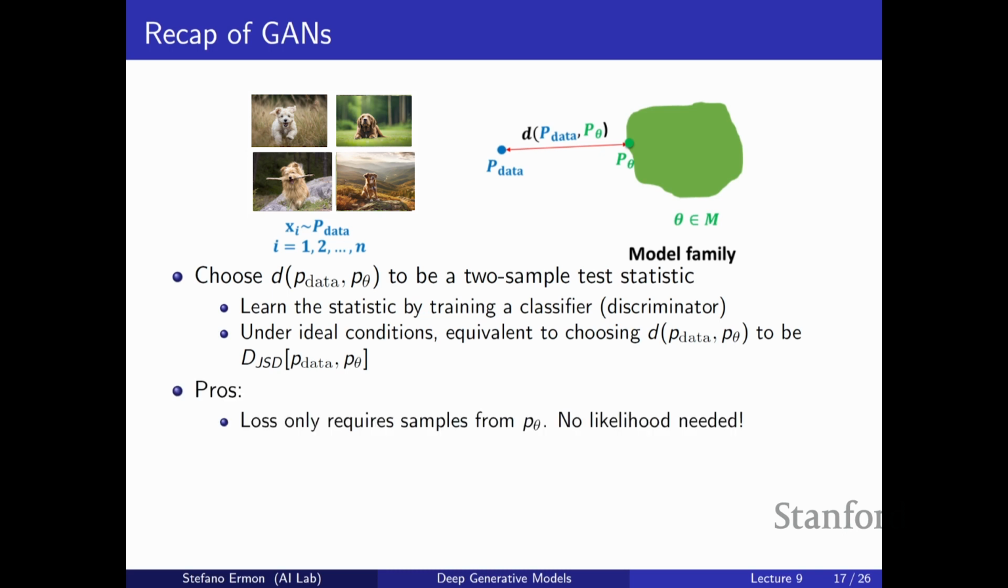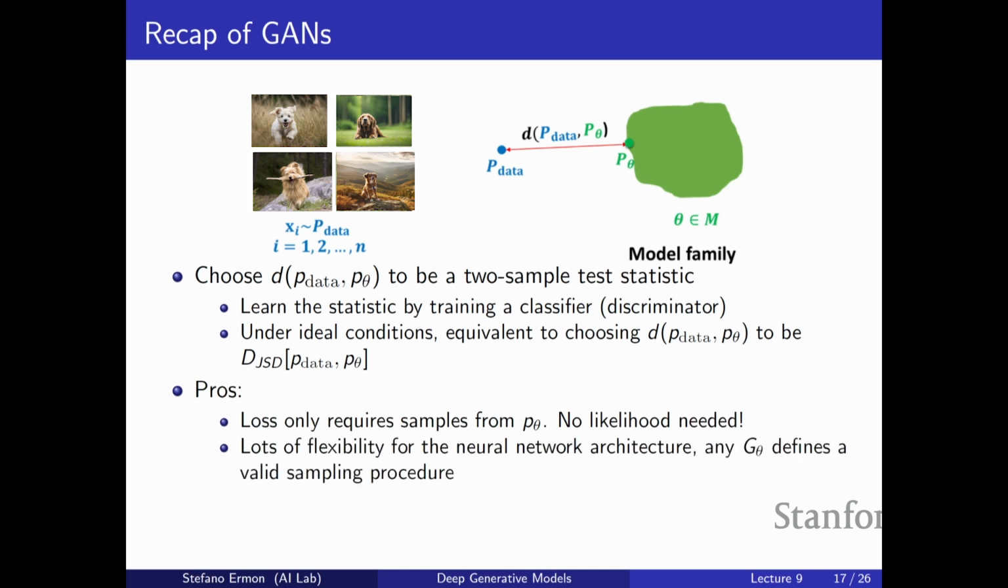And the pros is that to evaluate the loss and optimize it, you only need samples from p theta. You don't need to evaluate likelihoods, which is great because that means you don't have restrictions on autoregressive or normalizing flows. You don't have to worry about it. Lots of flexibility in choosing the architecture for the generator. Basically, it just has to define a valid sampling procedure, which is essentially always the case. If you feed random noise into a neural network, you get a valid sampling procedure. That's really all you need.